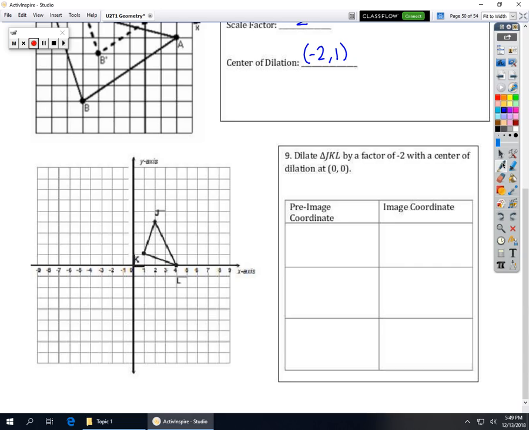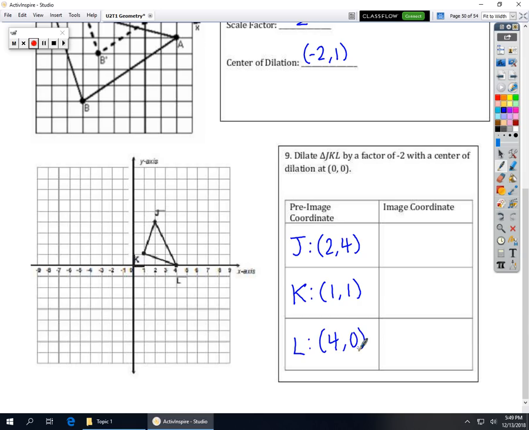All right, 9. So here they've asked me to dilate it, but it's a negative scale factor. So this is a little difficult. The image is going to get 2 times larger, but there's going to be some kind of flipping going on. So first we're going to start just by writing the pre-image coordinates. J, K, and L. So what is the original J? J is 2, 4. K is 1, 1. And L is 4, 0.